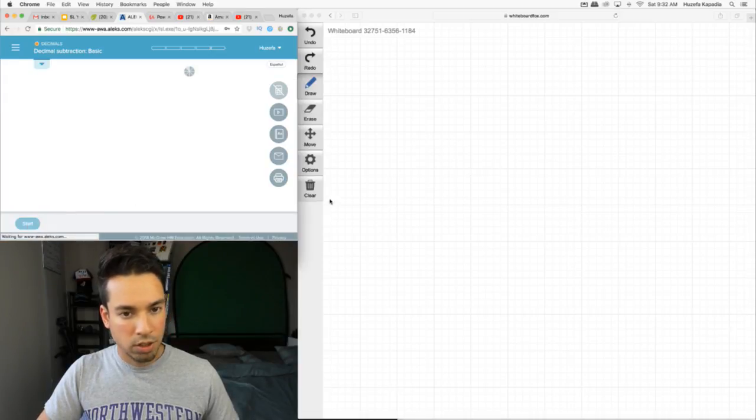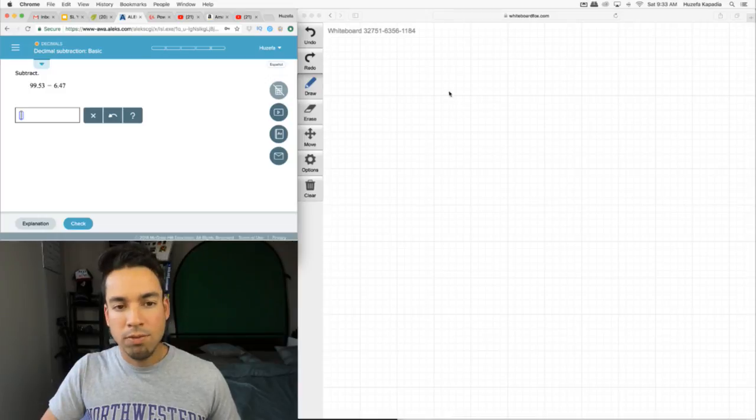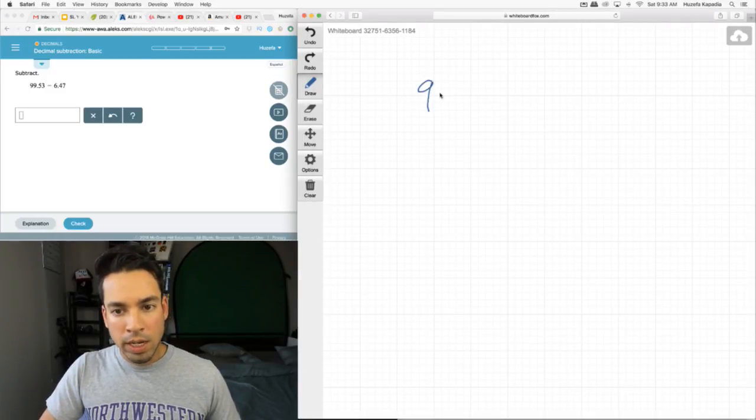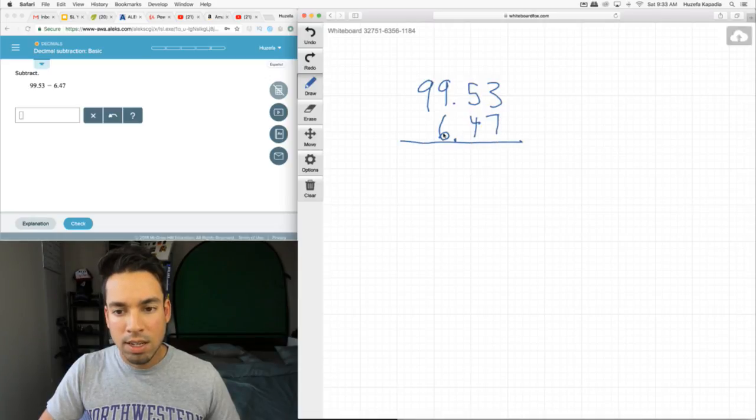Decimal subtraction. 99.53 minus 6.47. First of all, we've got to get our setup nice. So our setup, don't forget, it's all about the dot. We've got to line up those dots very precisely. That's when we make mistakes, when this isn't precisely lined up. Now look how nice that is. We've got the subtraction. Now this is straight up subtraction. We just remember that the dot stays in place and comes down here.